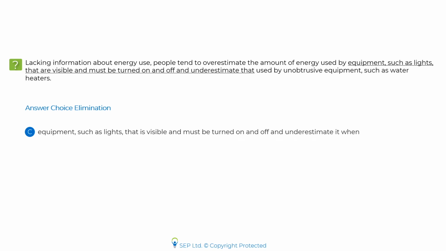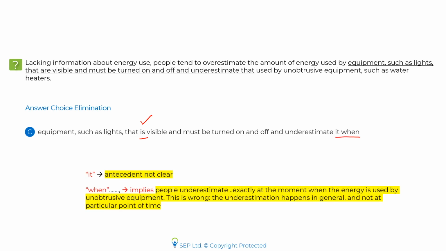Now choice C corrects the error of subject-verb agreement. Now we are saying "equipment that is visible," fair enough, this is fine, and "must be turned on and off, and underestimate it and when." So these two issues are the same as were present in choice B. So we can clearly rule it out. Let's move to the next choice.